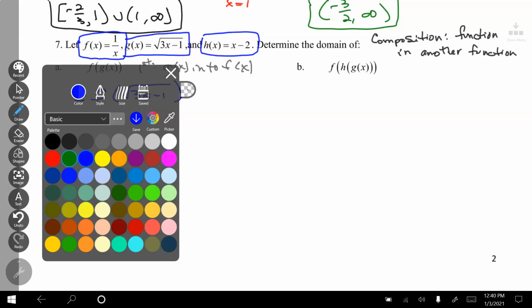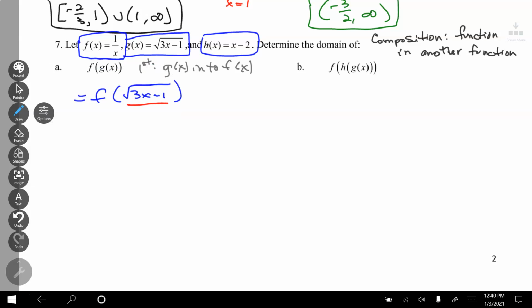So this means that this whole thing here, the square root of 3x minus 1, goes in for the x into the f function. So when I put this into this f function, it becomes 1 over the square root of 3x minus 1. So that is the composition. And we've done some of this before.